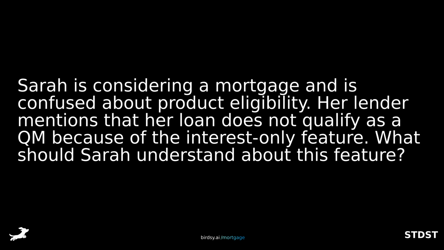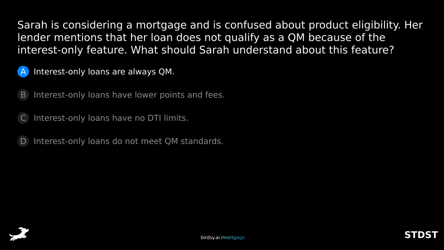Sarah is considering a mortgage and is confused about product eligibility. Her lender mentions that her loan does not qualify as a QM because of the interest-only feature. What should Sarah understand about this feature? Is it A, interest-only loans are always QM? B, interest-only loans have lower points and fees? C, interest-only loans have no DTI limits? Or D, interest-only loans do not meet QM standards?